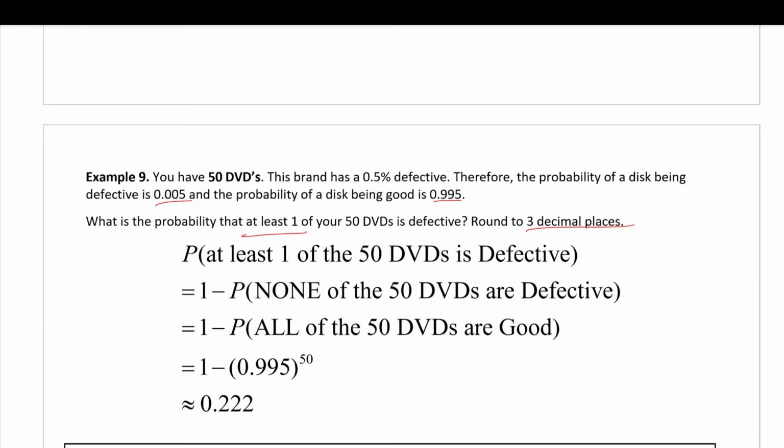So if you just use the template, we have the probability of at least one of the 50 DVDs is defective is equal to 1 minus none of the 50 DVDs are defective, which the next line is essentially saying the same thing. None of the 50 DVDs are defective is the same thing as saying all of the 50 DVDs are good. They're equivalent phrases. If they're all good, the probability of being good is 0.995, and you would have to do that for all 50 independent DVDs. Okay, and then that would be to the 50th power, and you get a 0.222 chance of getting at least one of your DVDs defective. So there's a 22.2% chance out of the 50 DVDs that you have, at least one of them is defective.